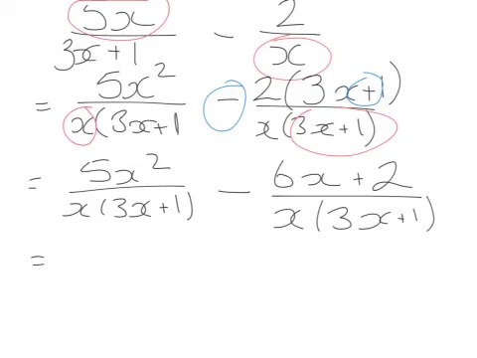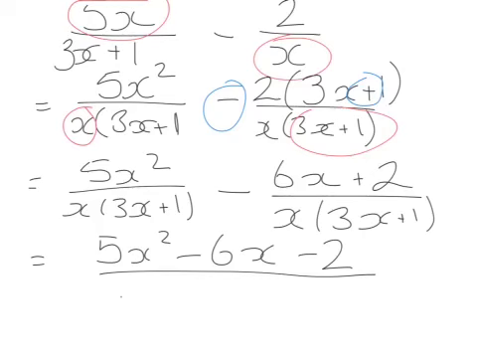So collecting all of our like terms and putting into a single fraction, I have 5x squared minus 6x minus 2, all divided by 3x plus 1.